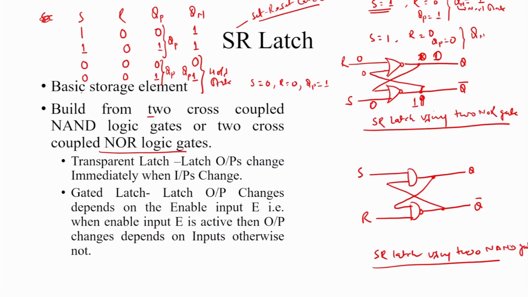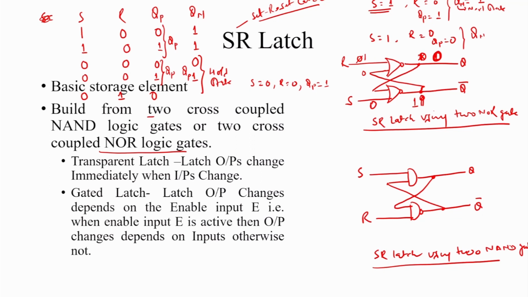What happens when S is 0 and R is 1? Suppose Qp is 0. Here one input of this gate is 0 and the other is 1, because the value of R is 1. Once any input of a NOR gate is 1, whatever the value of the second input, the output is always 0.